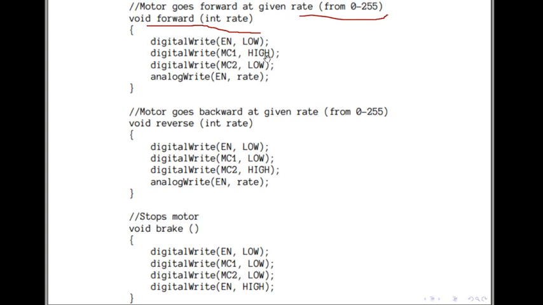We are moving in fact two motors. So motor 1 is high and MC2 is low. We change the voltage level of the motor, and then again at the analog write we enable it and now give the different potential voltage. Similarly we define the reverse and brake functions, and using these four functions we are driving this motor.